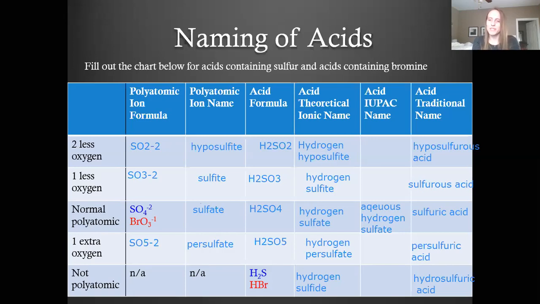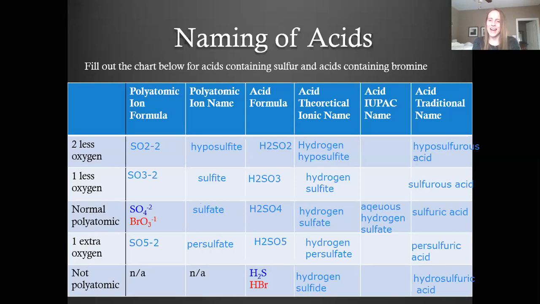And then the one that's most different is the traditional name of our acid. So if our polyatomic acid is in the normal state, we drop any prefixes. We don't use the word hydrogen or hydro. We change the ending to ic, and we always have that word acid at the end. So H2SO4 would be sulfuric acid.